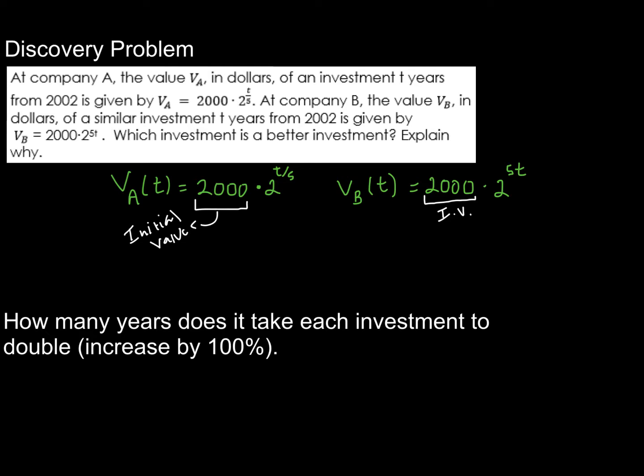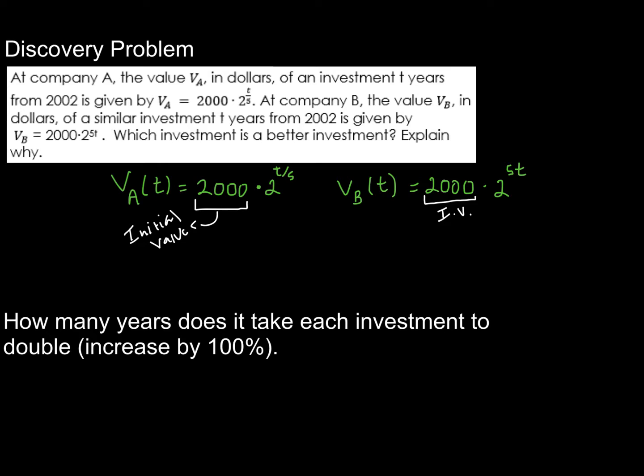One of the nice questions to ask is, how long will it take each investment to double? And the reason I ask this is because we notice that the base of each investment is 2, which means that over some period of time, we're going to multiply by 2, which causes our investment to double. Let's start with company A. By observing the exponential statement here, how many years must go by for us to multiply by 2, or for our investment to double?